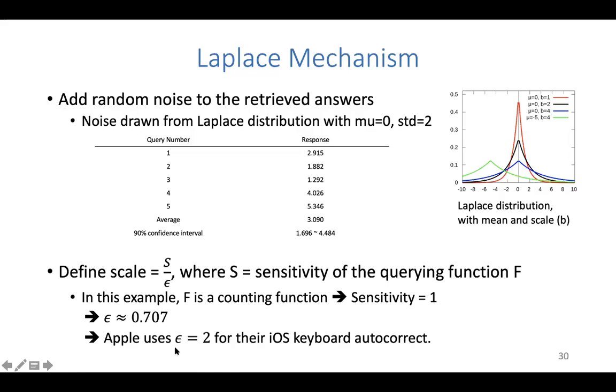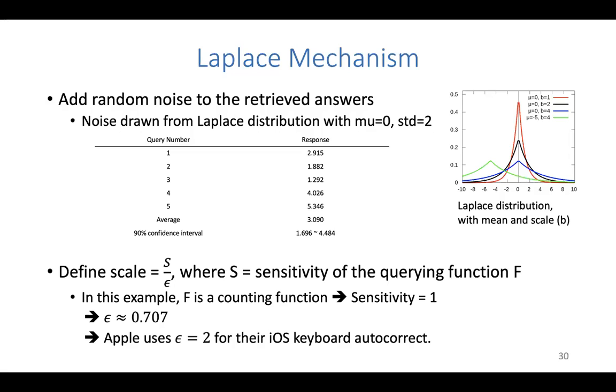So e to the 2, so epsilon of 2, means that the bound on the ratio of the two probabilities is e to the power of 2, which is pretty high, about 8 or something. So yeah, personally, it's really hard to make an intuitive understanding of what the epsilon value of 2 means, or what any epsilon value means.